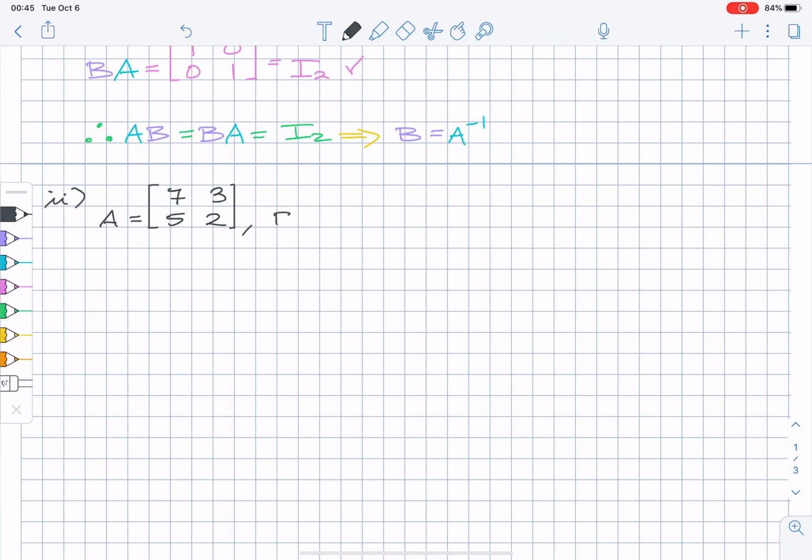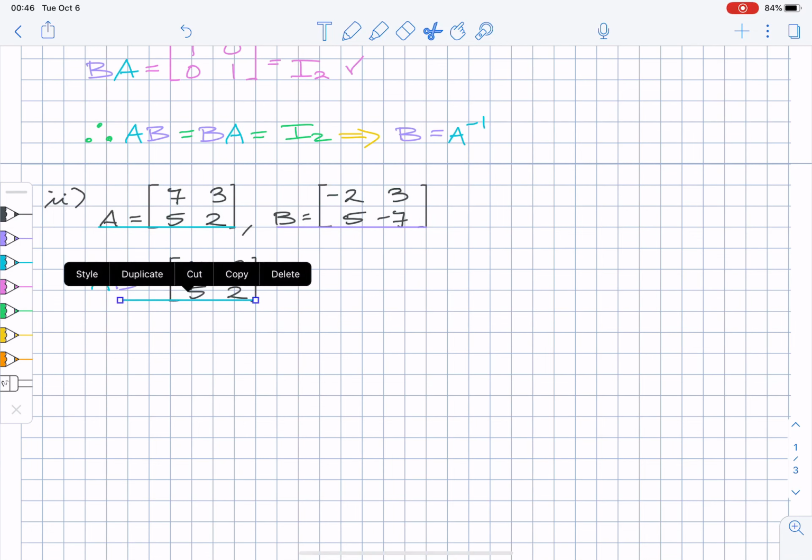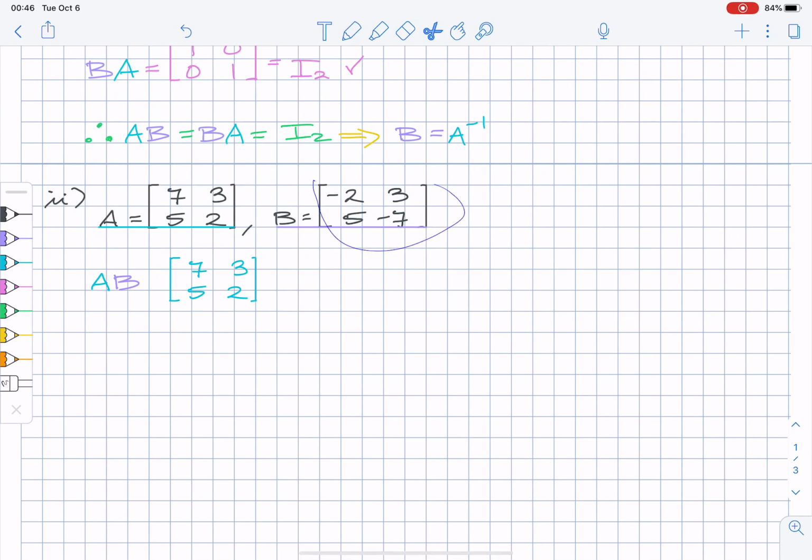Let's have matrix B be the matrix -2, 5, 3, and -7. Okay, so once again, if we have A times B, this will give us blue times purple.